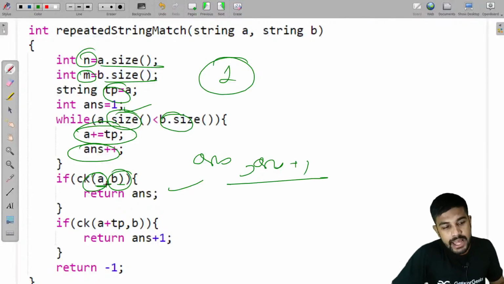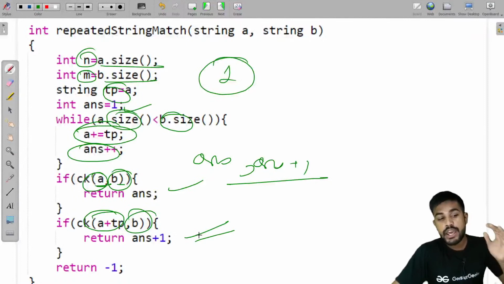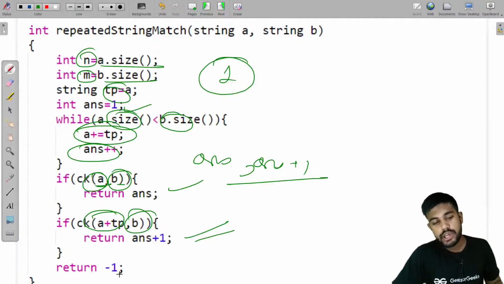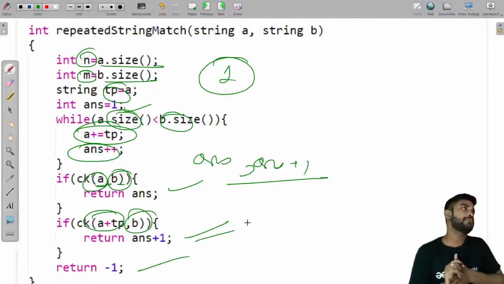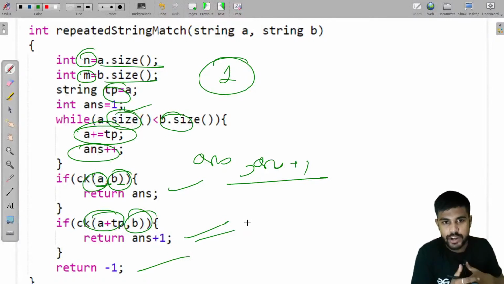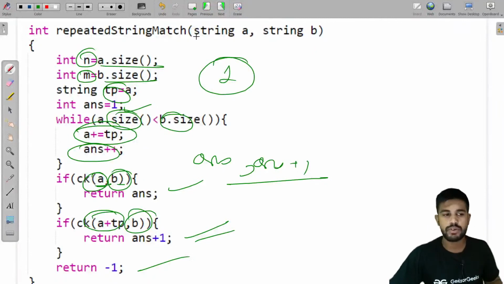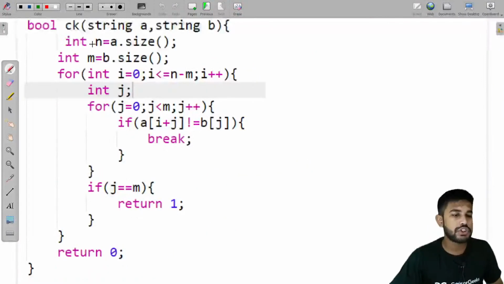So I have again added a plus tp and then b, and if it is also true, then we are returning answer plus 1. If both the conditions are not true, then we are reporting answer minus 1. So what we are trying to do is wrap this up. We are trying to tunnel-vision our approach, that how many times A might be required. A might be required this many number of times or one more. Okay. So now about the check function.